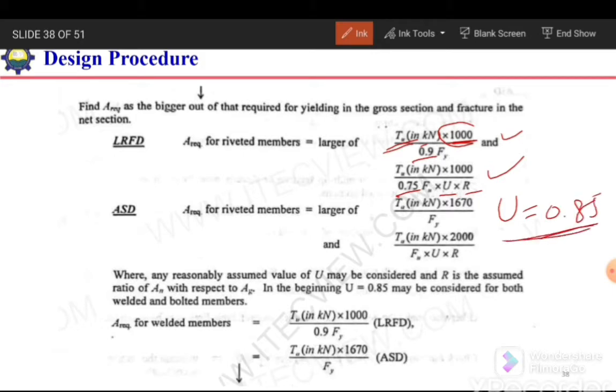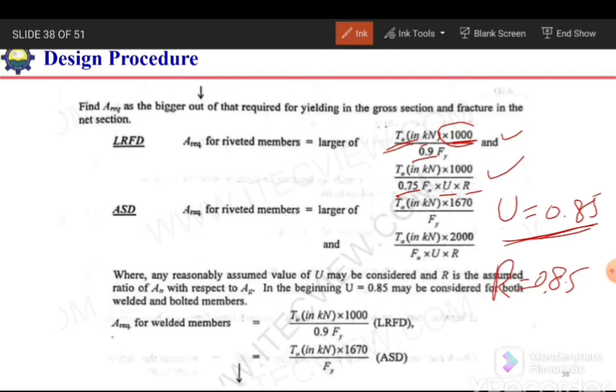Normally this value is good, it is not too high and not too low, so we can assume this value. Similarly for R, we can assume the value again 0.85, meaning the ratio of net area to gross area is 0.85. So it is the assumption at the initial stage. At a later stage we can check the actual values of U and R when we have selected the connection and decided the connection details. So this step is to estimate or calculate the required area.